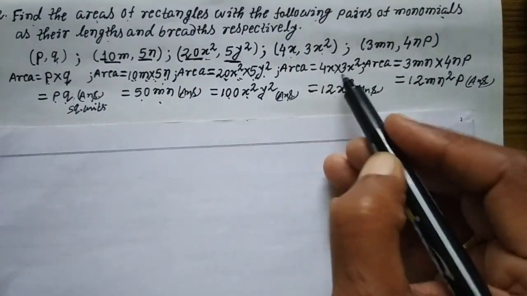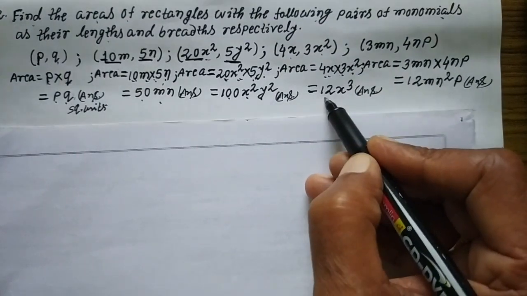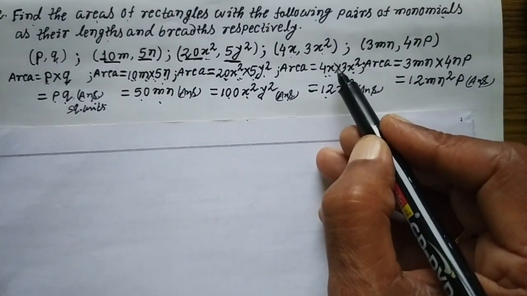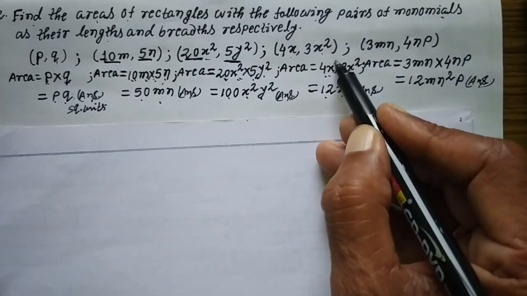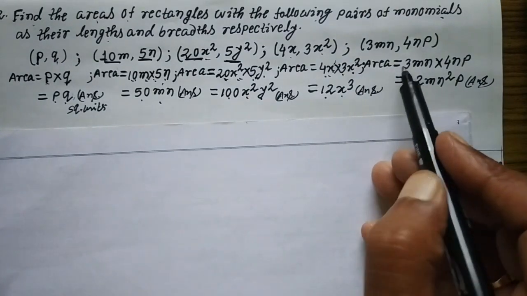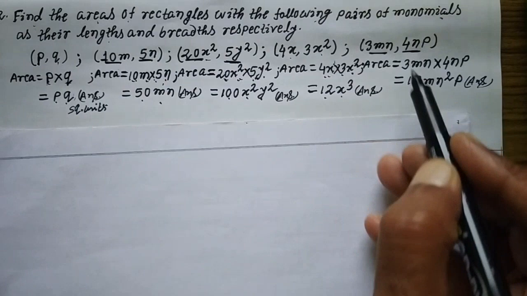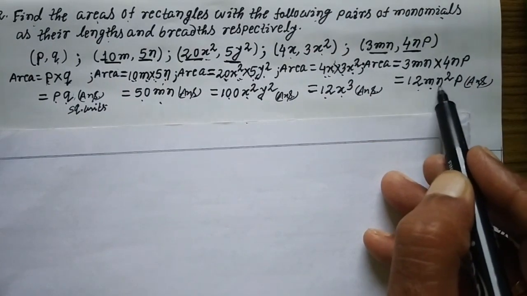The length and breadth here, the area length into breadth, the 4x into 3x square, so 12x cube. The base variables are the same, x here, the power shall be added, 1 plus 2, that is your cube. Okay? Like that, here this is the length, this is the breadth. So 3mn into 4nn, so 3 times 4 is 12, mn square.